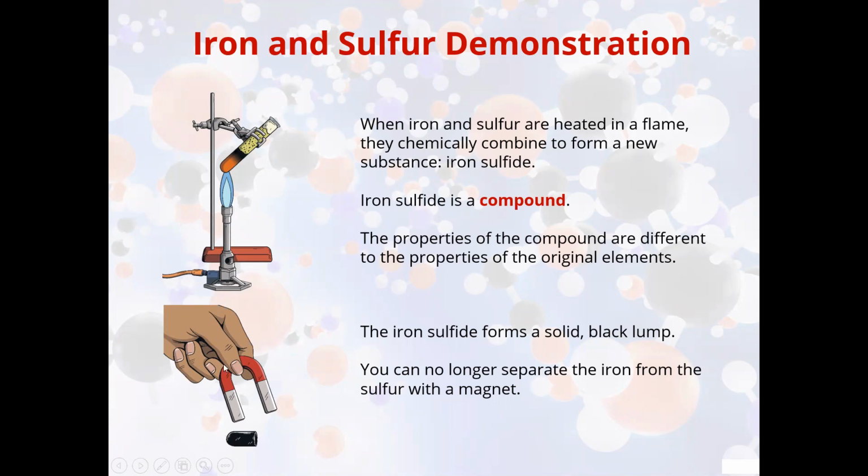So once you heat it up, you'll form a solid black lump. And if you place a magnet by this solid, you won't be able to separate the iron from the sulfur anymore, because this, which is iron sulfide, is no longer magnetic. So iron has lost its magnetism.